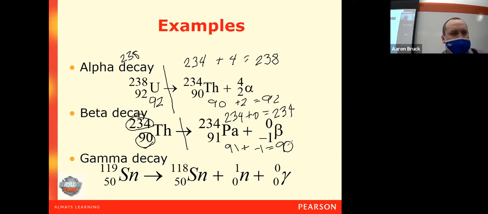So an interesting thing about beta decay overall is that because the particle is negative in charge, we end up going up the periodic table instead of down the periodic table. So for thorium, we see protactinium being formed out of that beta decay, as opposed to actinium or radium or another one of the lower atomic number elements.